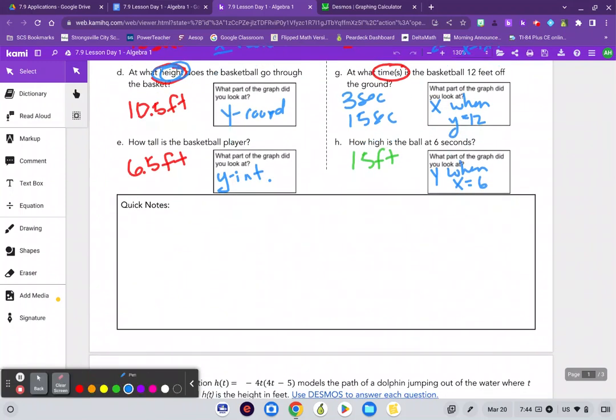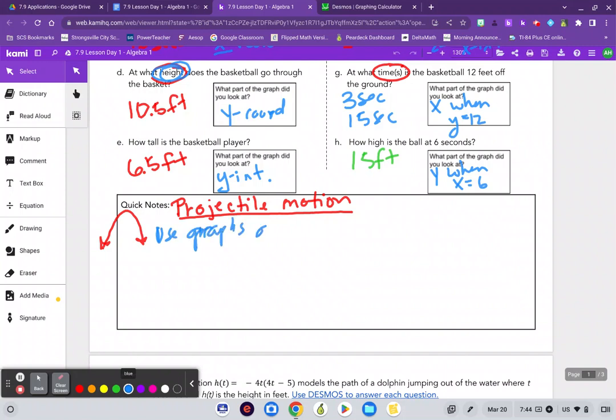And so just a couple quick notes that I want to take here. What we are talking about is something called projectile motion. In other words, we're looking at things that are being thrown up into the air. And so when that happens, they're going to go up and then gravity is going to pull them back down, giving us the look of a parabola over time. And some things that we want to note, we can find key points. So we are going to use graphs of quadratics to find key points.